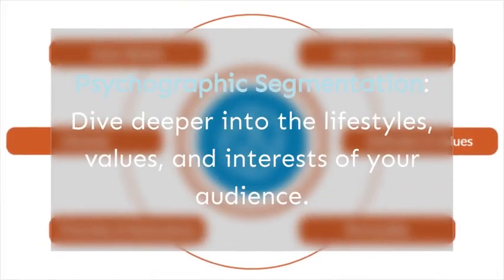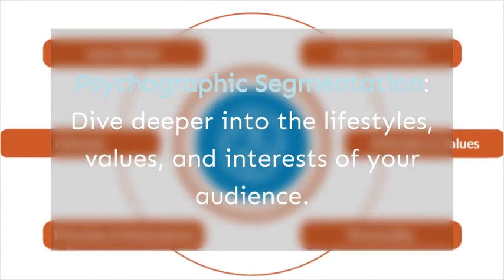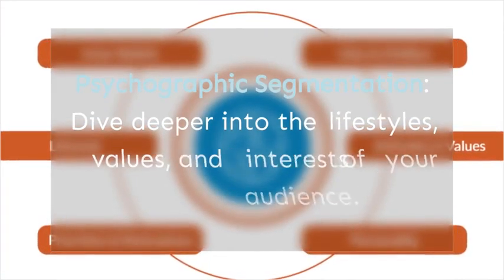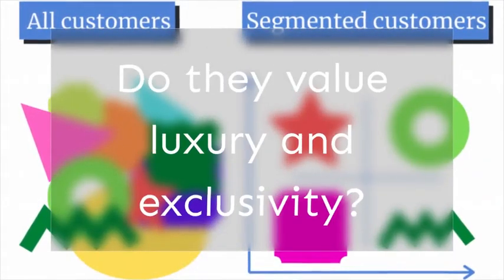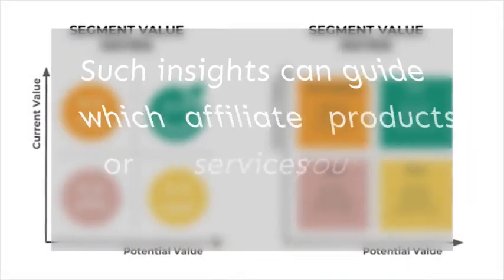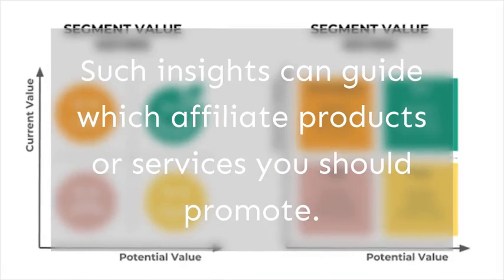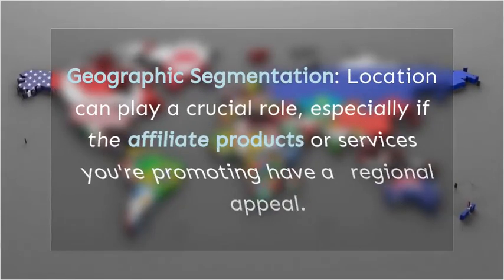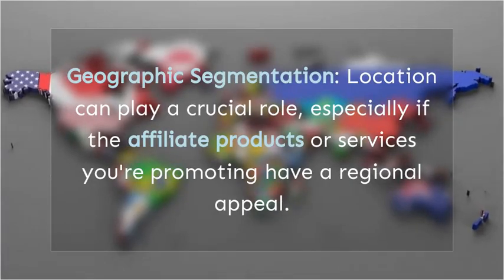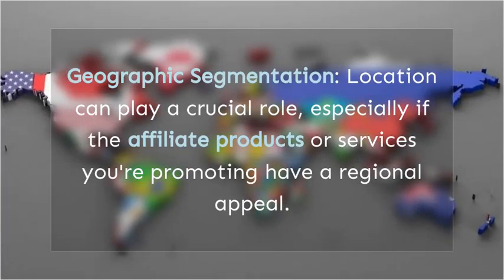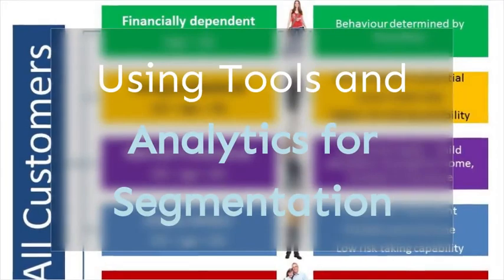Psychographic segmentation. Dive deeper into the lifestyles, values, and interests of your audience. Are they environmentally conscious? Do they value luxury and exclusivity? Such insights can guide which affiliate products or services you should promote. Geographic segmentation. Location can play a crucial role, especially if the affiliate products or services you're promoting have a regional appeal.